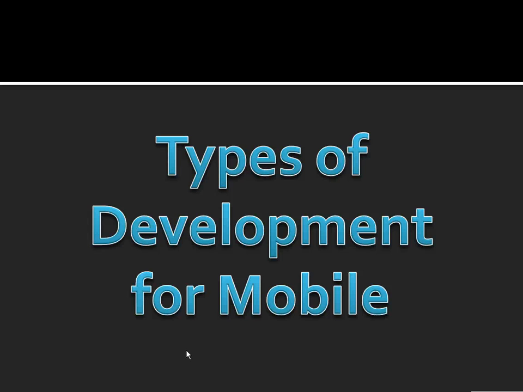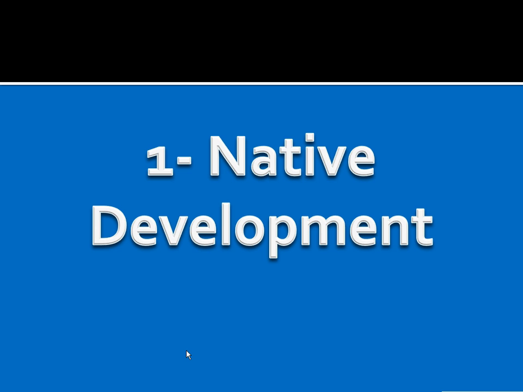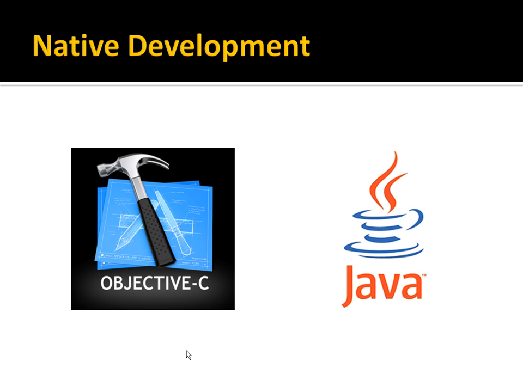So there are lots of different ways to develop for mobile devices. If we look at the different ways, this is what I'm going to go over: native development, websites for mobile, JavaScript APIs, web apps, JavaScript app development, third-party development tools, which are like cross-platform compilers, and then Flash and Flex. The first thing is native development. There are basically two ways to develop right now. There's Objective-C for the iOS, and then there's Java for Android and BlackBerry and some others.